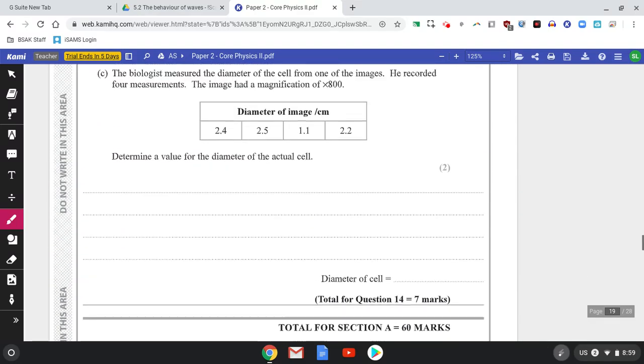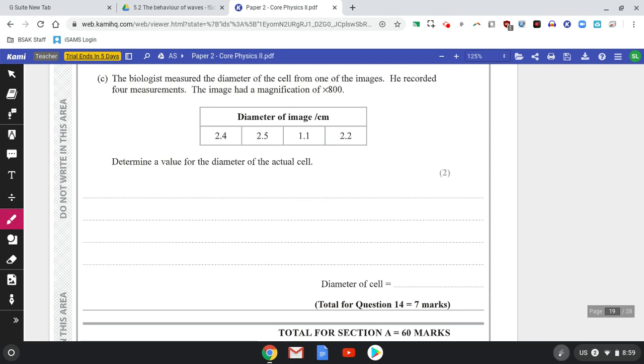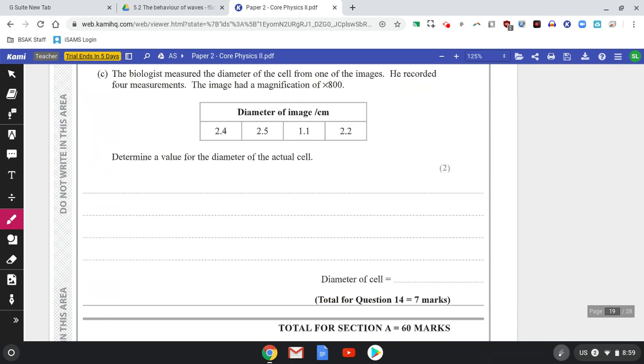And finally, part C. I was absolutely gobsmacked by this question. To me, this is a GCSE biology question. What on earth it's doing on an AS physics paper is anyone's guess. Anyway, the biologists measure the diameter of a cell. They've got it at 800 times magnification. Determine the value of the diameter.